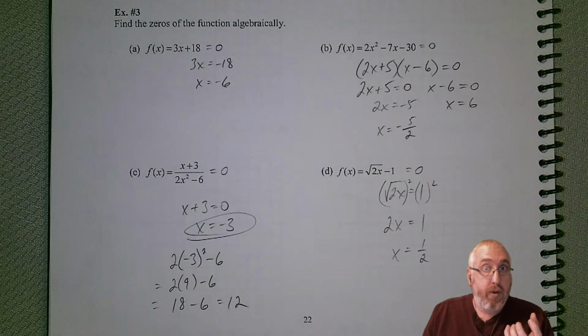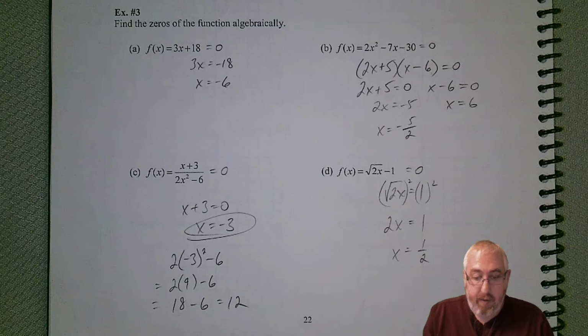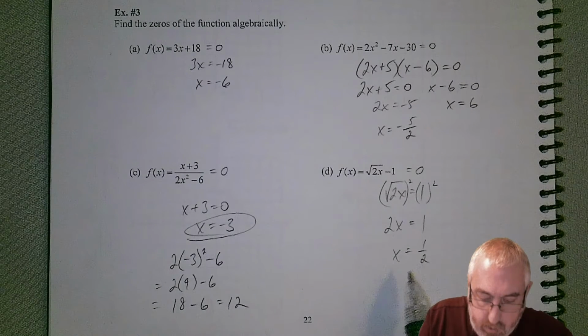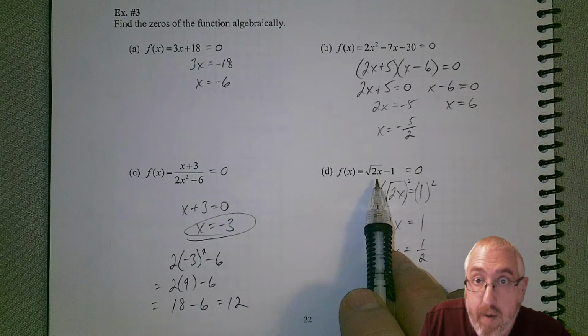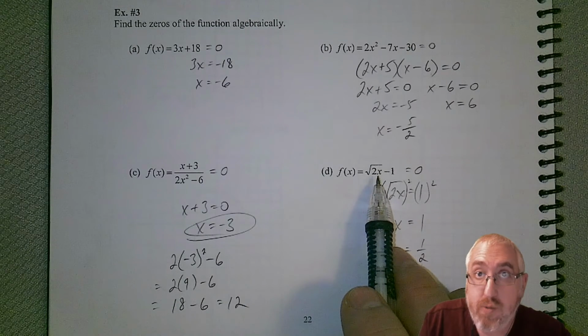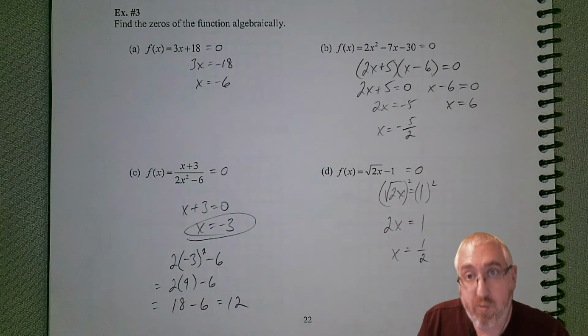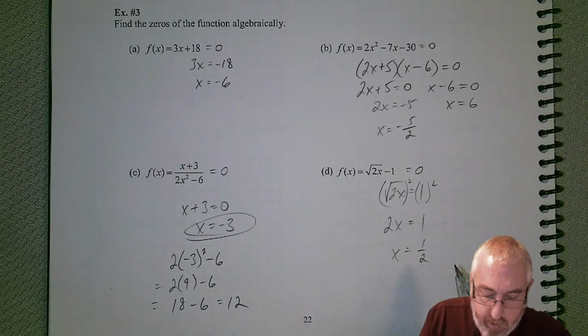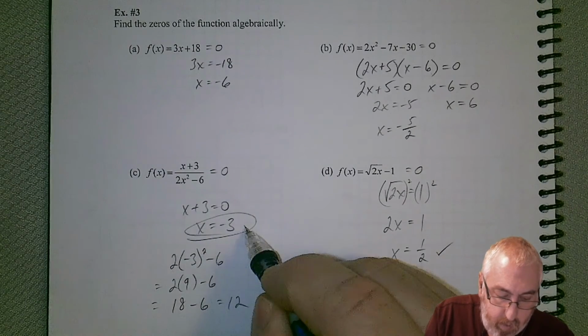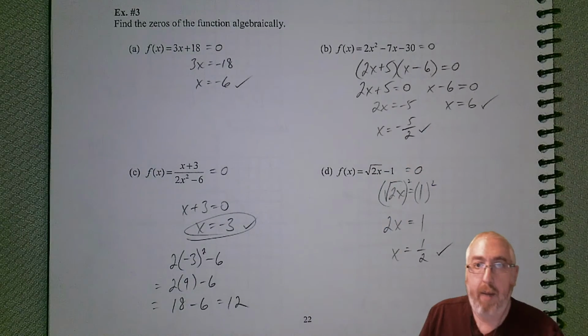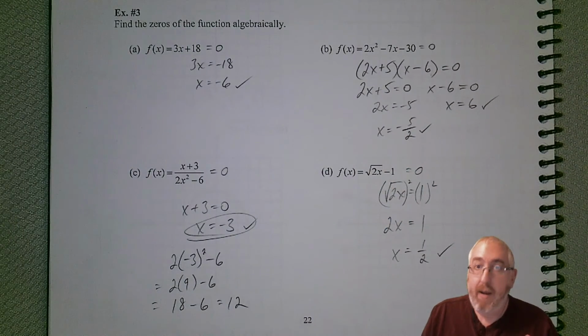Now the other thing that you can do with these, don't just take for granted that you did the math correctly. You can always go back and check your answer by plugging it into the original and making sure it checks. So if we plug in the 1/2 here, 2 times 1/2 is 1. Square root of 1 is 1. 1 minus 1 is 0. So we are good here as well. So all of our zeros have been identified. So not a terrible process, but just really be careful with that math.